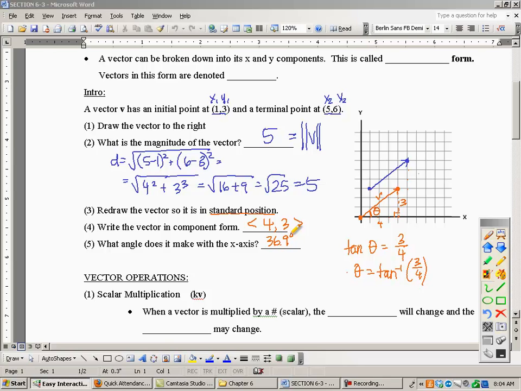How do you find an angle? And most often we're going to use tangent because that's the easiest. And then how do you find the magnitude? And that's by using the distance formula. Okay, so that's the first intro that kind of gives you the basics. What we're going to work on is scalar multiplication now.